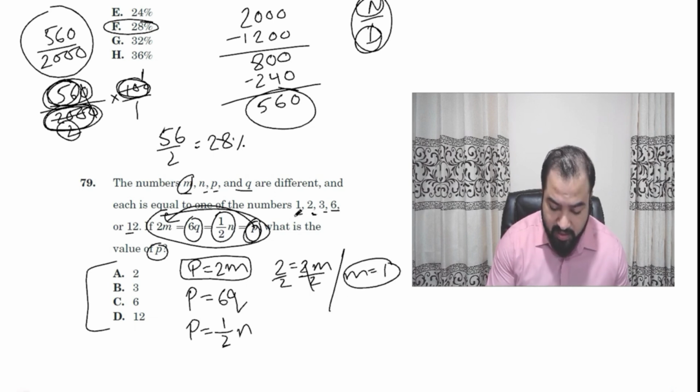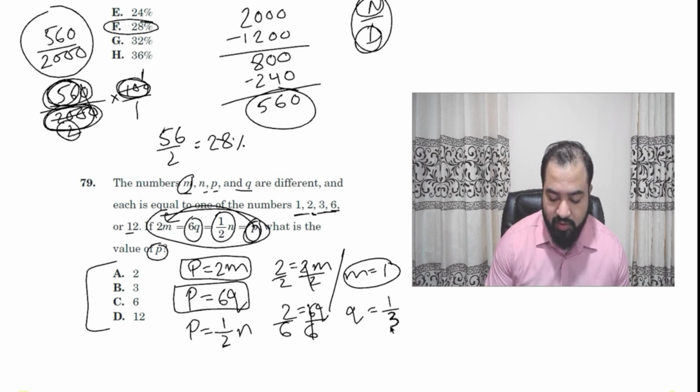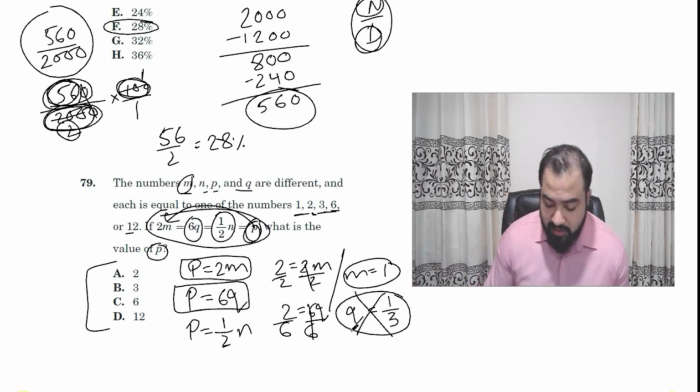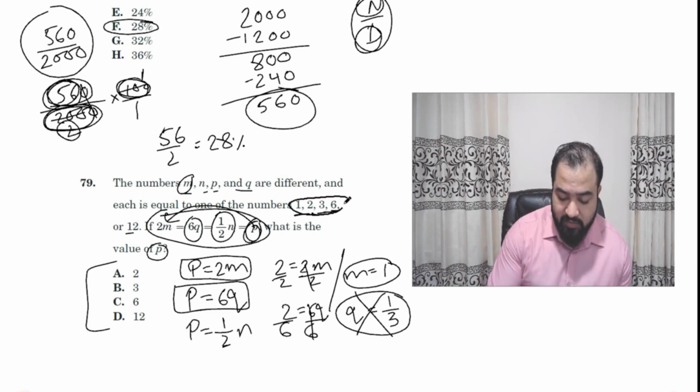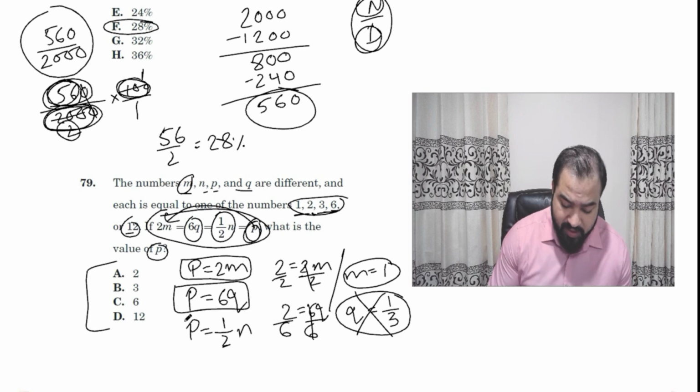Yeah, 1 is one of these options, so that's good. Now let's try the second equation. p is equal to 6q, and I chose p as 2, so 2 is equal to 6q. Now I can divide both sides by 6, and we get q is equal to 2 divided by 6, which is 1/3. All right, now that's a problem. We cannot have that because we said no fractions. The numbers have to be one of these. Now let's check another option. I don't want any fractions, so I will go for 6.